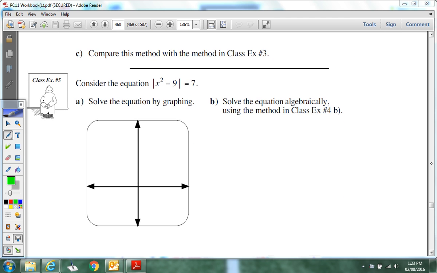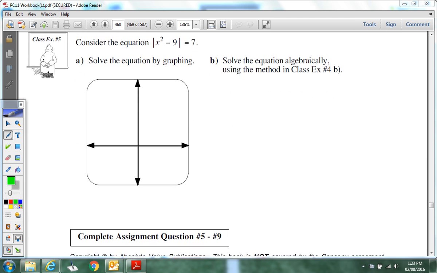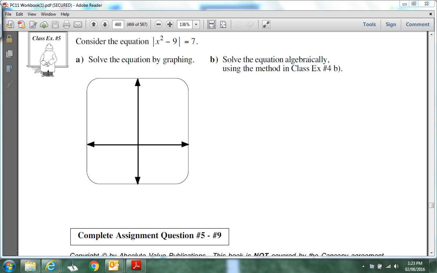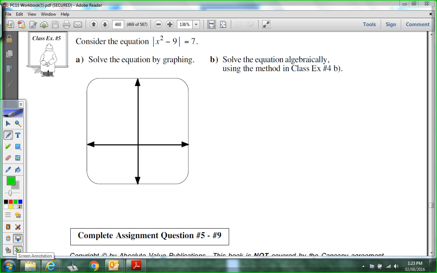All right, go up here. And now we're going to do one with the parabola. Or no, this one's actually different, a little easier to factor and do, so that's nice. Solve the equation by graphing. So x squared minus 9, absolute value. So that means we're going to be at a plus 9. 1, 2, 3, 4, 5, 6, 7, 8, 9. So I have 10 there.